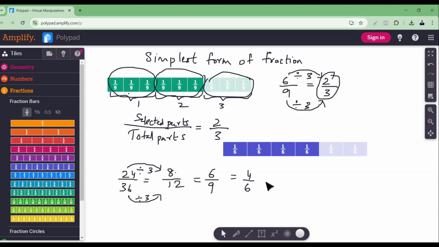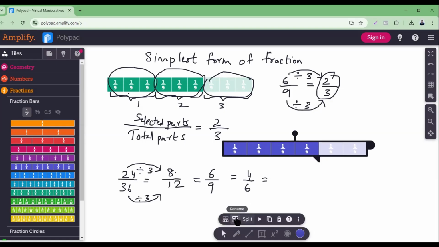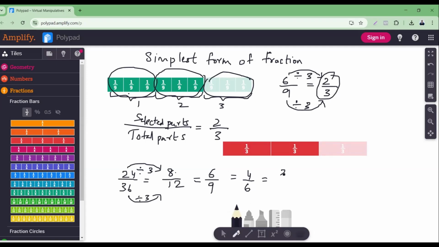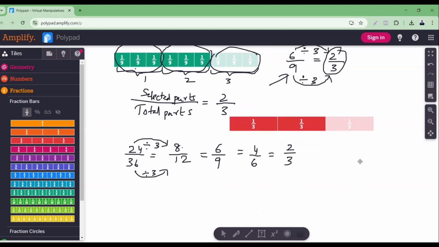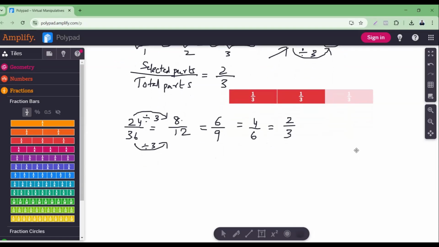Now, can I make it much more further? Can I do simplification of this? Let's see. Yes, I can still do it further, and I have found it to be 2/3. Previously we had 6/9, and the simplest form we got is 2/3. Now, this is such a big process. Is there an easier, better way to find the simplest fraction?